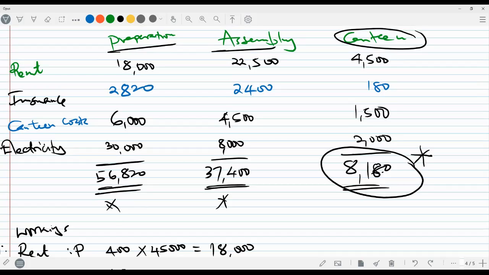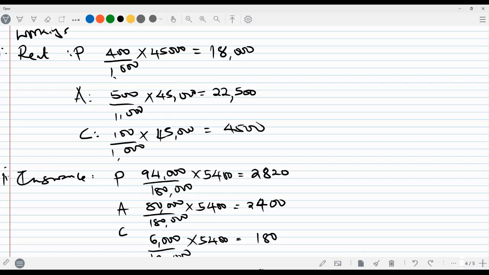Could you scroll down a bit on the workings? Yeah, those are the workings. Tell me once you're done. Okay.